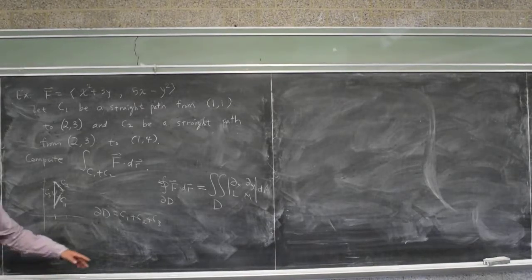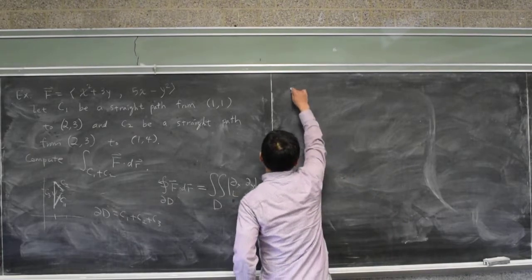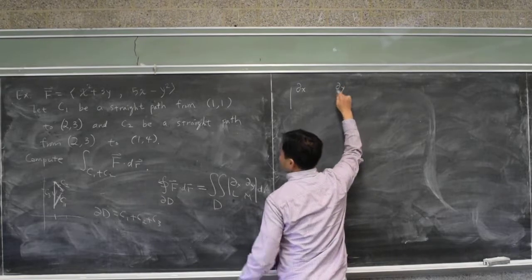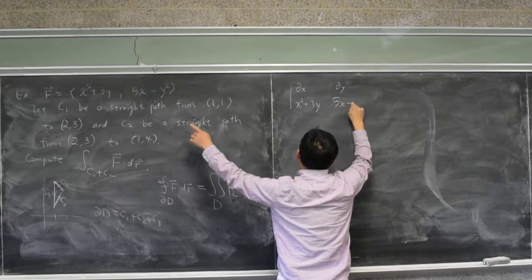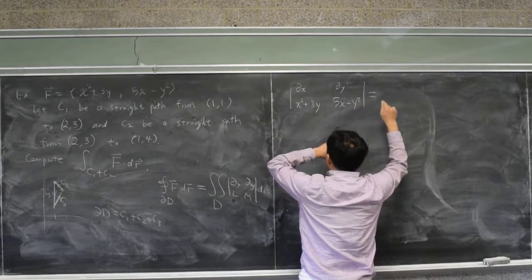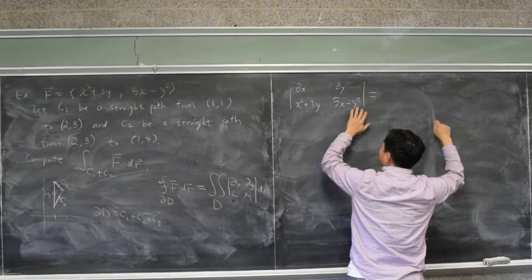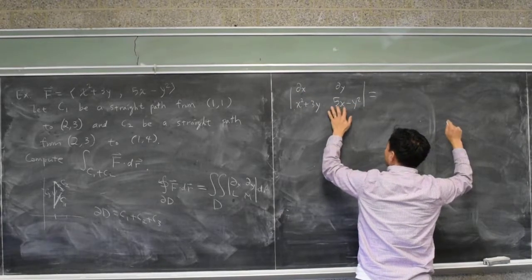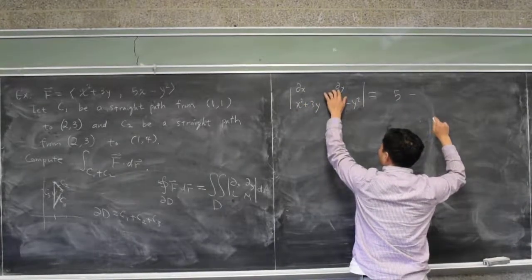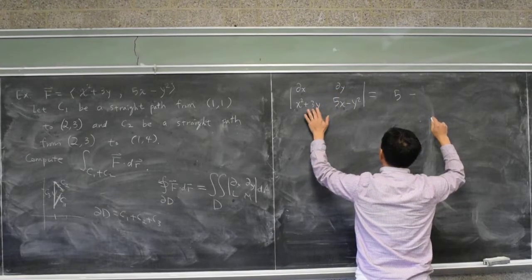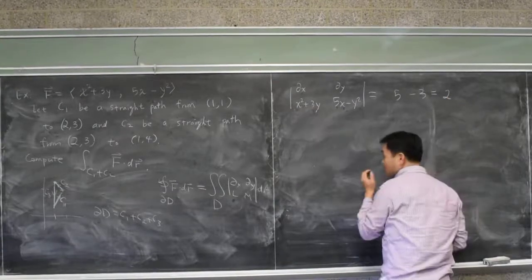Also, let's calculate what this curl is, partial x, partial y. P is x squared plus 3y, Q is 5x minus y squared. When this hits this, y squared differentiates to 0 because you're doing a partial with respect to x. So you get 5. And when this hits this, x squared differentiated by y is 0, and 3y differentiated by y is 3. So what do you get? You get 2. All right, good.